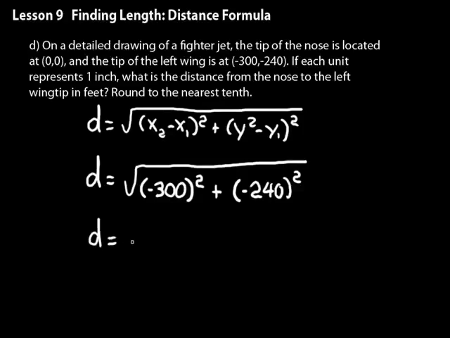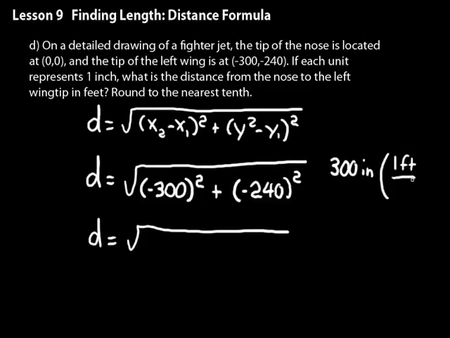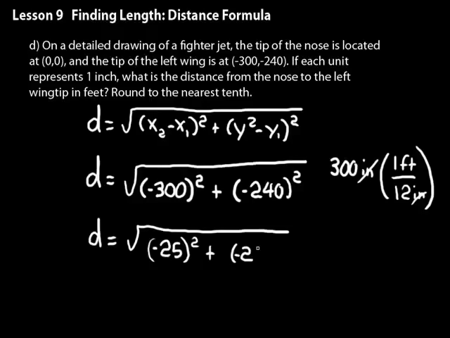And so we'll say D is equal to the square root of 300, just think about that, 300 inches. To convert that to feet, we'd need to say 1 foot per 12 inches, and there's our unit multiplier, we call those. So the inches units cancel, and we do 300 divided by 12, that would be 25 feet. So we actually end up with -25 squared plus the -240, 240 over 12, that'd be 20 feet. So hopefully you can do that one in your head. So you say -20 squared.